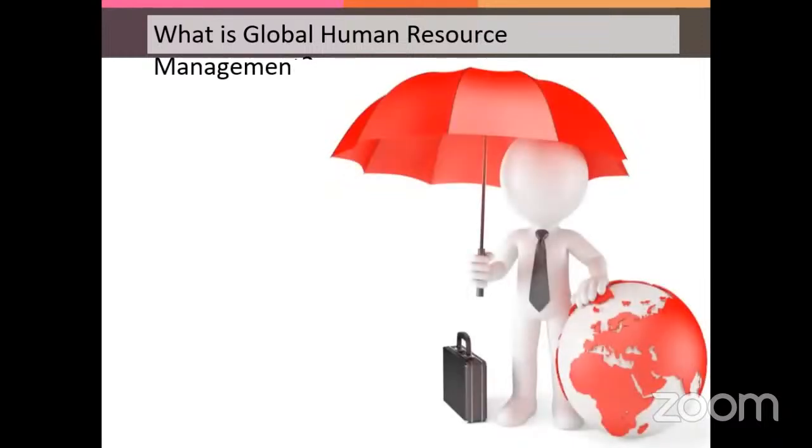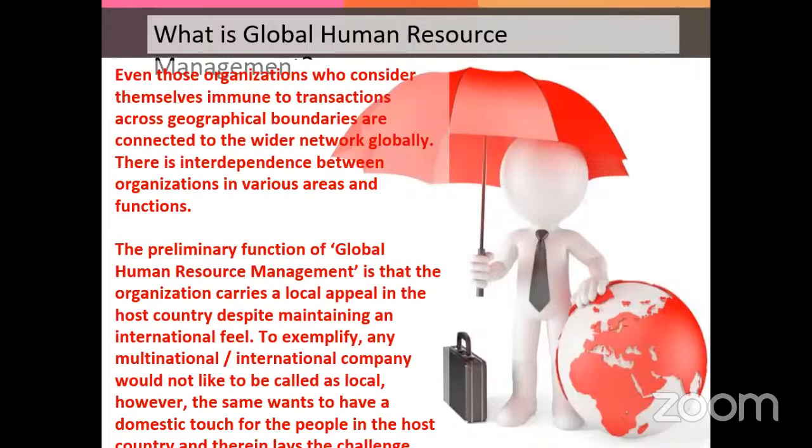Now, what is global human resource management? Even those organizations who consider themselves immune to transactions across geographical boundaries are connected to the wider network globally. There is interdependence between organizations in various areas and functions. The primary function of global human resource management is that the organization carries a local appeal in the host country despite maintaining an international field. To exemplify, any multinational or international company would not like to be called local. However, it wants to have a domestic touch for the people in the host country, and herein lies the challenge that global human resource management has to play through.